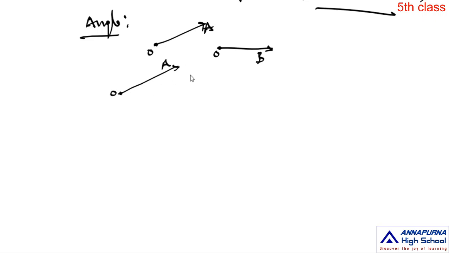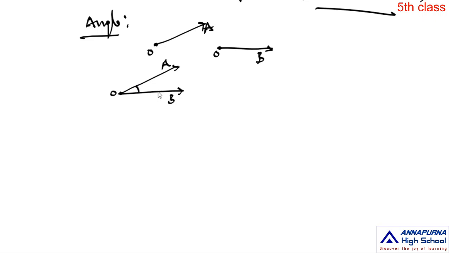OA and OB. These two rays are combined together. So this is the figure. This is the figure formed by these two rays sharing a common endpoint. Why? Because this is the starting point of this ray and this is the starting point of this ray.